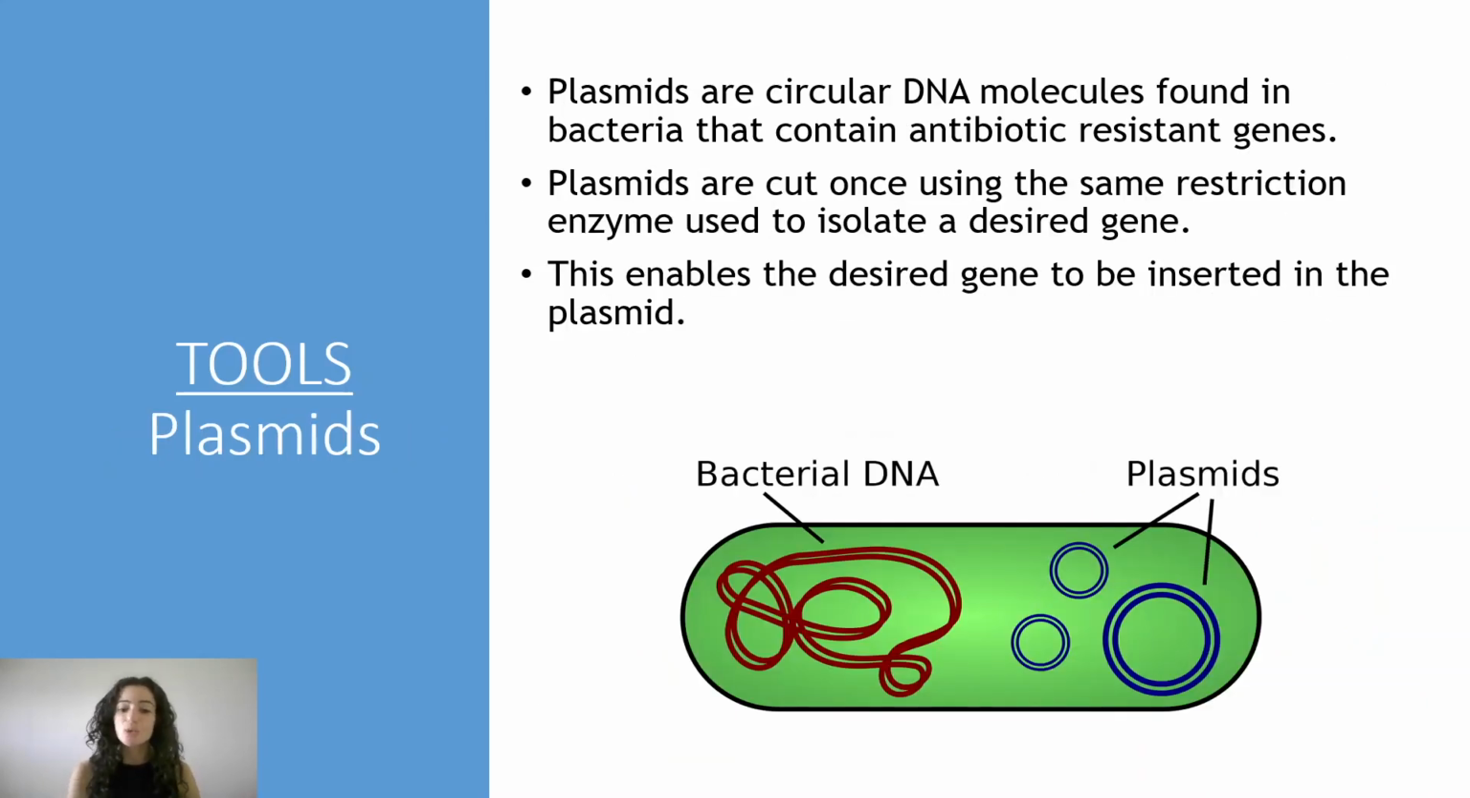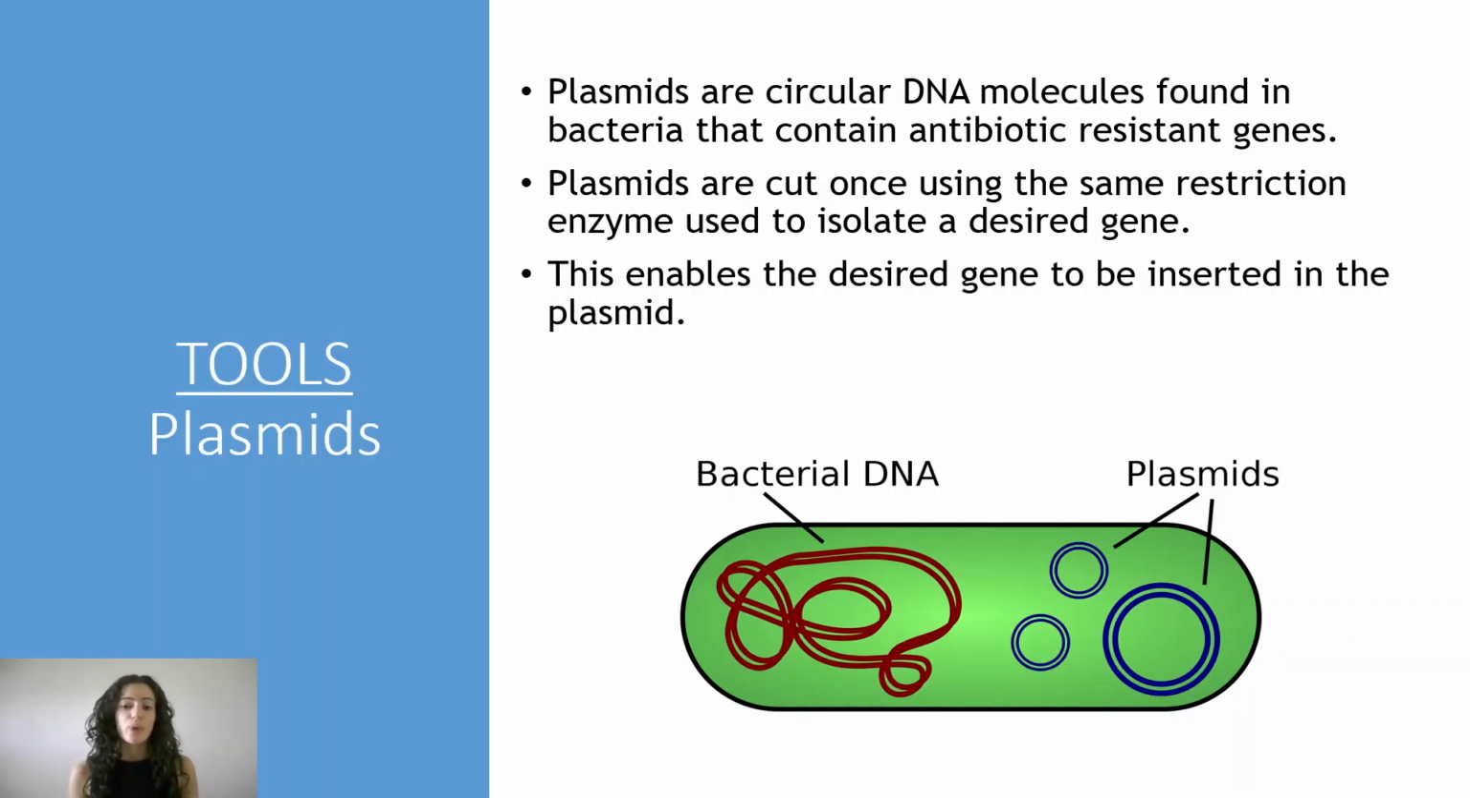The next tool is a plasmid. Again, plasmids are found in bacteria. Plasmids are circular DNA molecules, and they often contain antibiotic-resistant genes. So when we think of a bacteria that is resistant to antibiotics, that's because of a gene that is found in a plasmid in that bacteria.